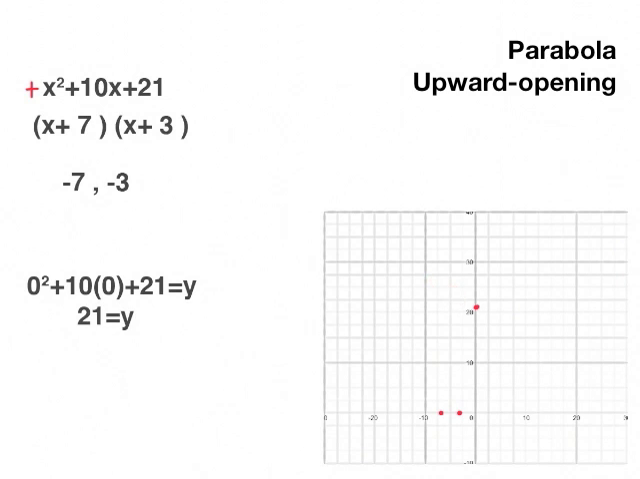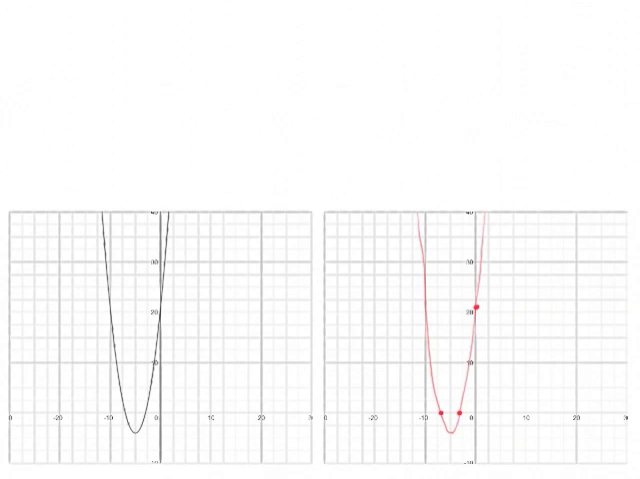So now that we know the shape, direction, and major points in our graph, we can draw an approximate shape for it. And looking at the real graph, we can see the approximation and the solution are very close. So that's how you can look at a polynomial and approximate its graph.